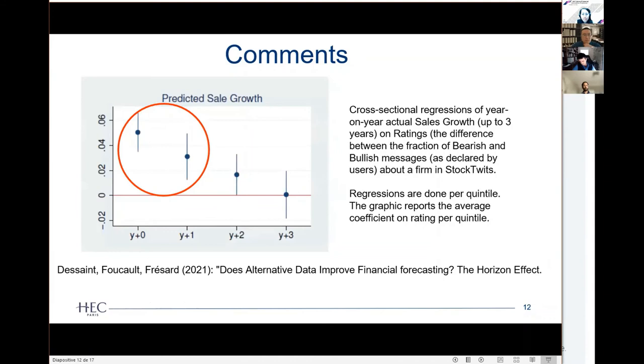In fact, I have a recent paper on this with Olivier Dessaint and Laurent Frésard, where we look at whether analysts extract information from messages posted on StockTwits. And one exercise we do, that's not the main point of the paper, is that we run cross-sectional regressions of year-on-year actual sales growth on the ratings, bearish and bullish, basically, in the messages. And we show that those ratings indeed contain information up to one year, for instance about next year's sales growth. So there is short-term information about fundamentals. So I think that's an important point for your paper.